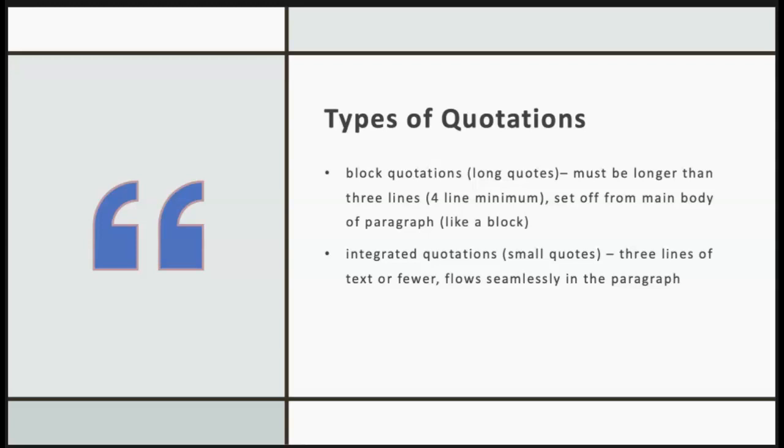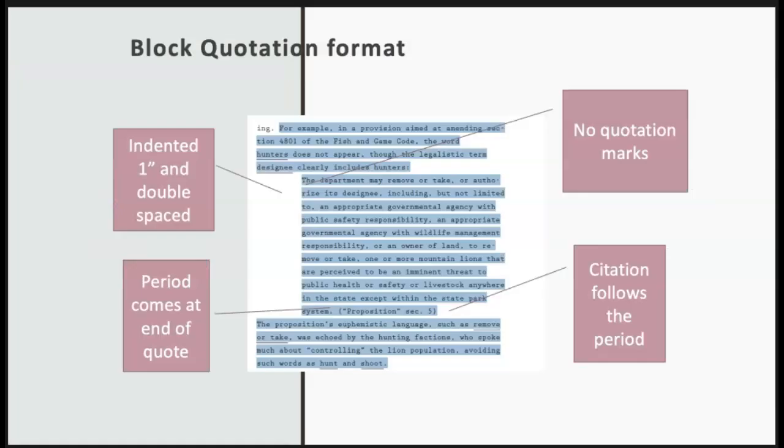You want to make sure that those 3 lines of text or fewer flow seamlessly into the paragraph. So with a block quote, it's set off from the rest of the paper in what looks like a block of information, versus small quotes or integrated quotes that are just going to be within the regular text of the paper and flow seamlessly from one idea to the next.